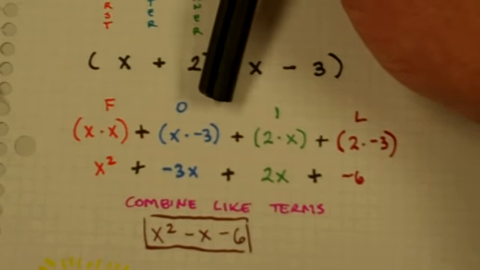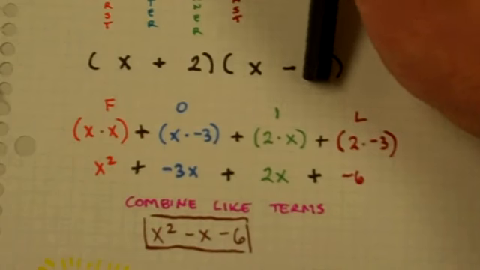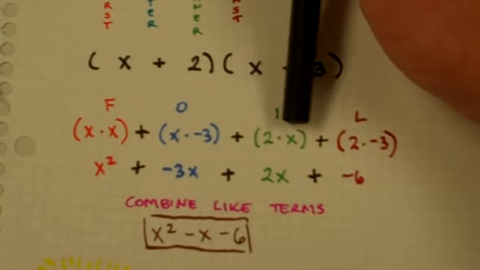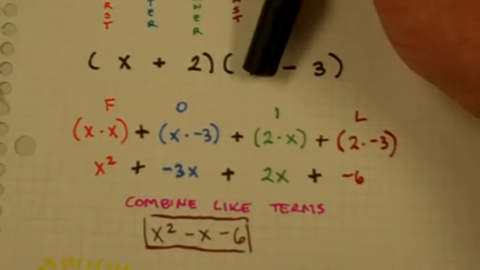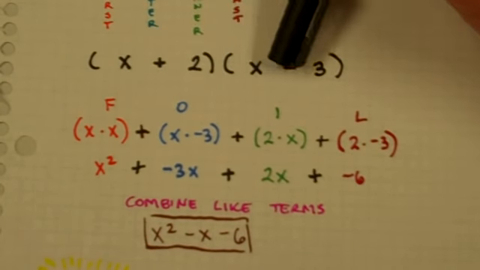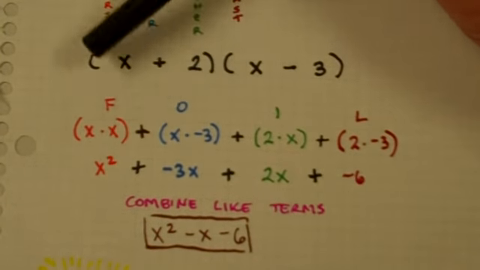That's the F. The outer terms, x and then negative 3. Notice how it's on the outside of the two binomials here. Inner terms are the two terms on the inside, 2 and x. And the last terms are the last two terms of the binomials, 2 and negative 3. So we'll multiply all those.